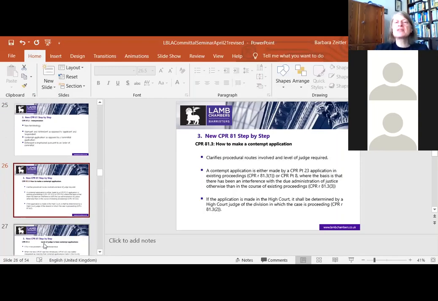And CPR 81.3, the essence of this is that it clarifies, so this sets out how to make a contempt application, and it clarifies the procedural rules involved and the level of the judge required.